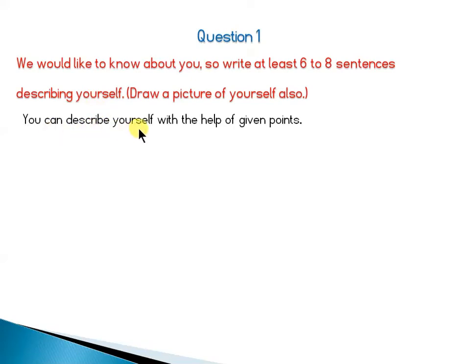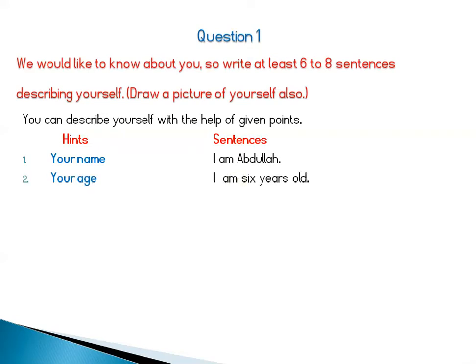You can describe yourself with the help of given points. Number 1, your name. Every person has a name, every student has a name. If you are Abdullah, you write I am Abdullah. If you are Uzma, you write I am Uzma. If you are Asad, you write I am Asad. So in the first line you have to write your name. Secondly, you have to write your age. How old are you? If you are 6, you write I am 6 years old.